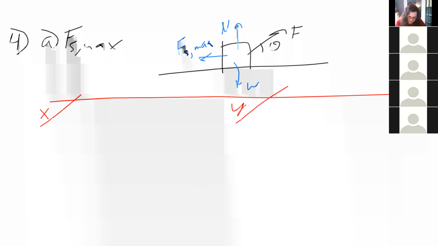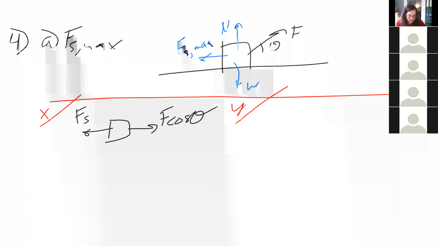Okay, in the x, we just have the component of our applied force. Our applied force is applied at an angle theta, so that would just be F cosine theta because that angle is off of the horizontal. And to the left, we have the force of static friction, which I mentioned is a maximum.